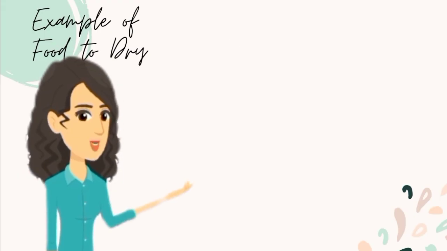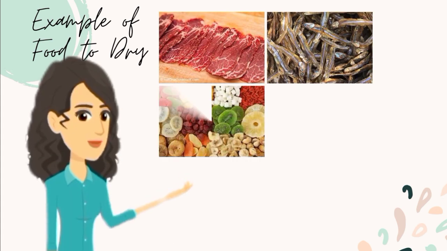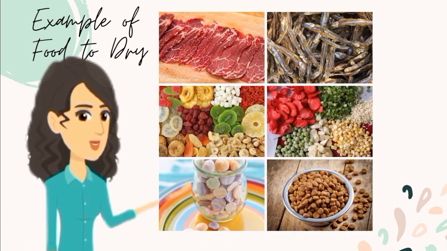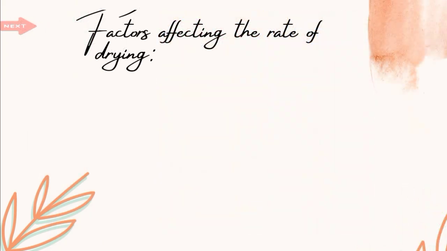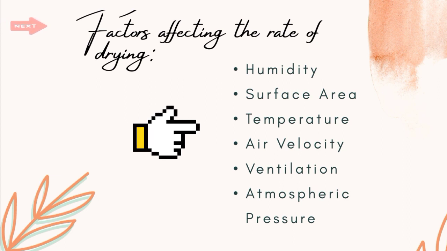Examples of food to dry are thin slices of meat, small fishes such as dilis, fruits and vegetables, yogurt, and even pet food. So if you dry thicker or larger pieces of meat, it should be salted first to avoid deterioration before it can be dried enough. So there are factors affecting the rate of drying. These are humidity, surface area, temperature, air velocity, ventilation or moist outlet, and atmospheric pressure and vacuum.